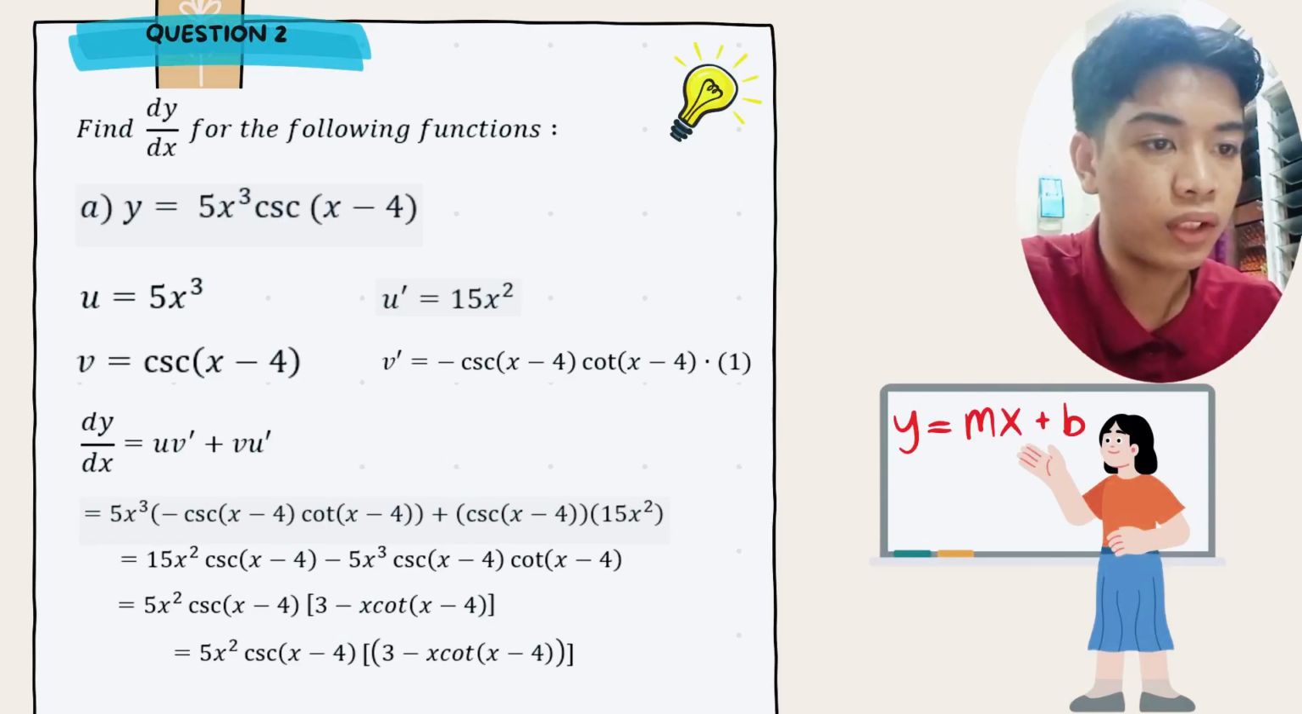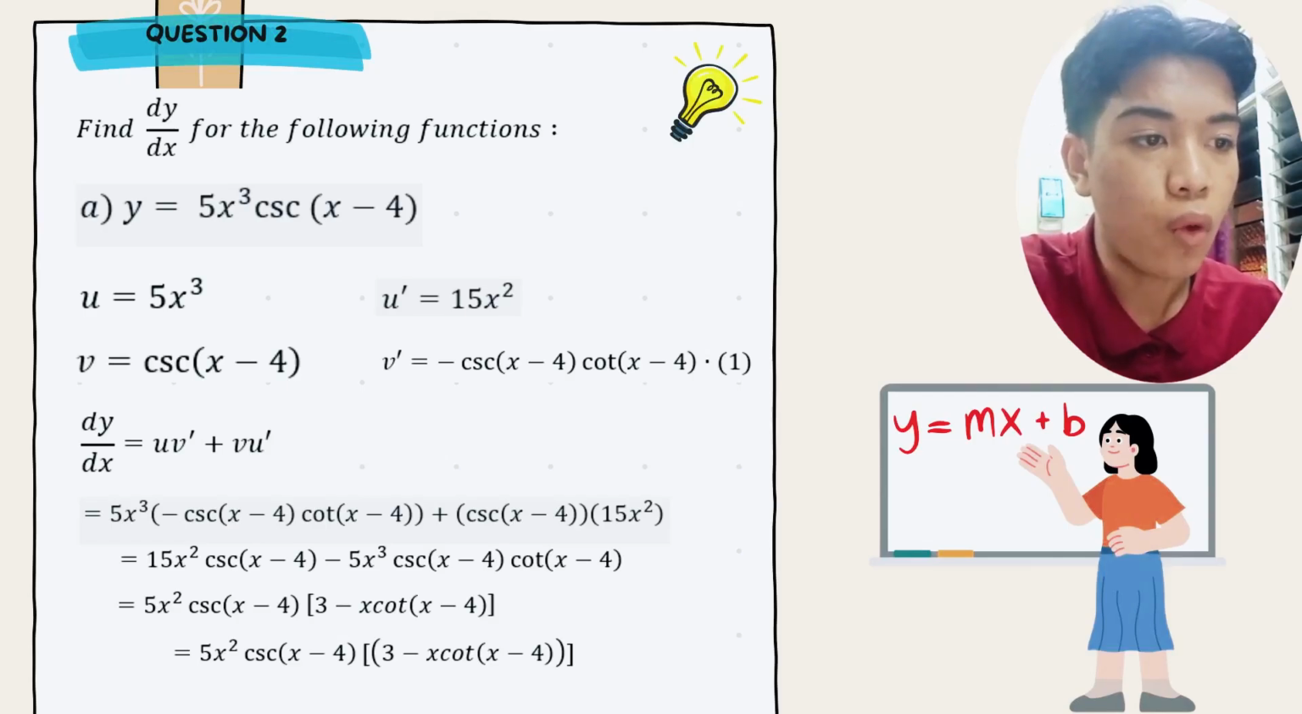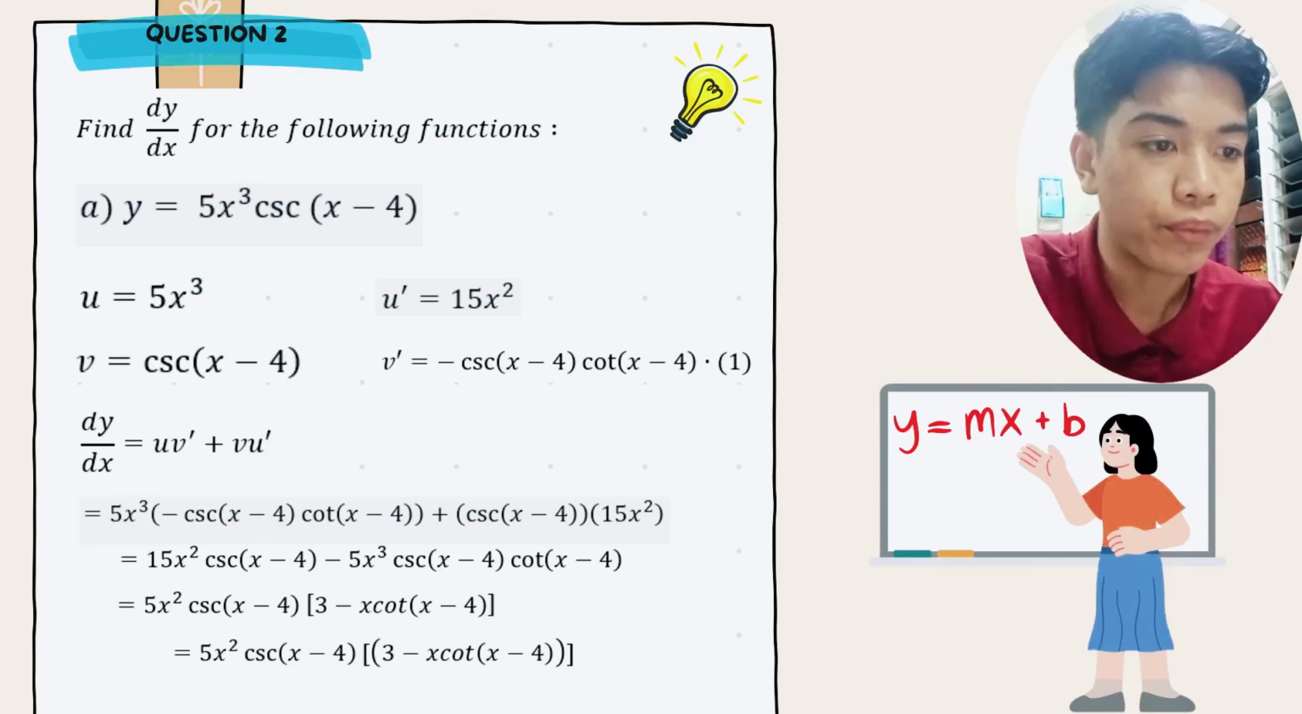Now, to get the final answer, we need to factor out 5x squared cosecant (x minus 4), because both terms can be divided by 5 and both share at least x squared and both contain cosecant (x minus 4). When we factor this out of the first term, we are left with just a 3. Furthermore, when we factor it out of the second term, we are left with an x and cotangent (x minus 4).